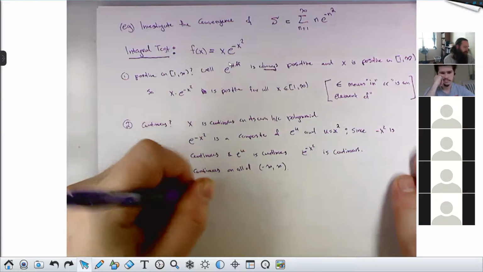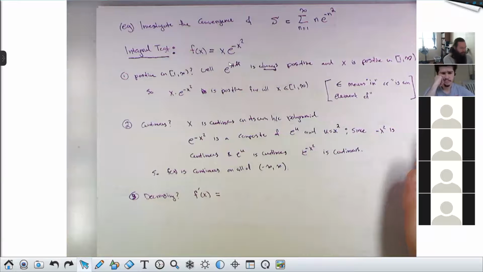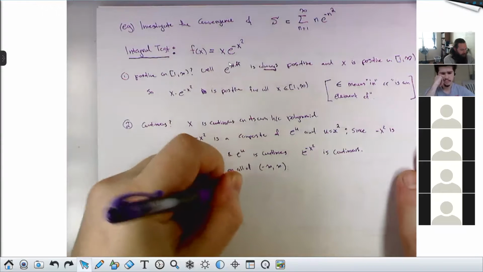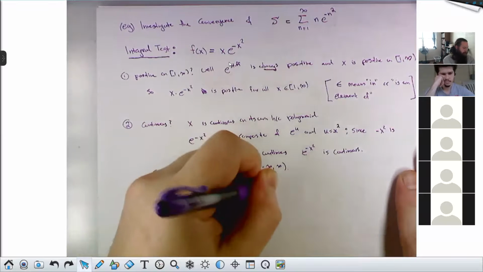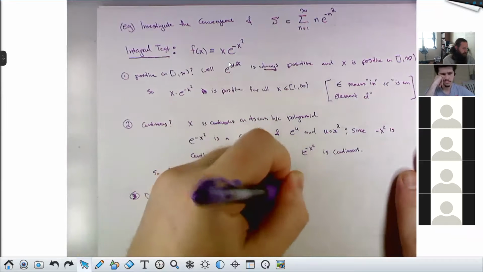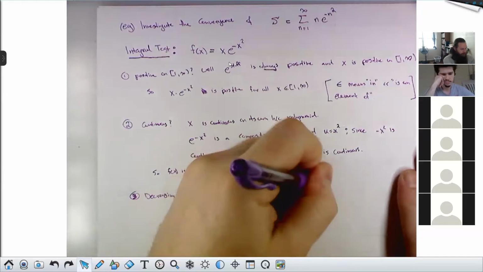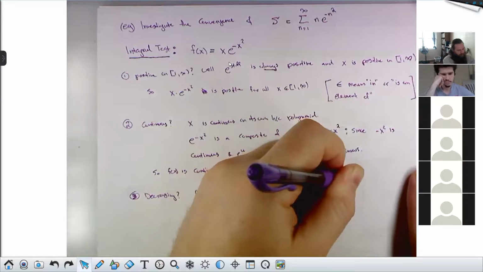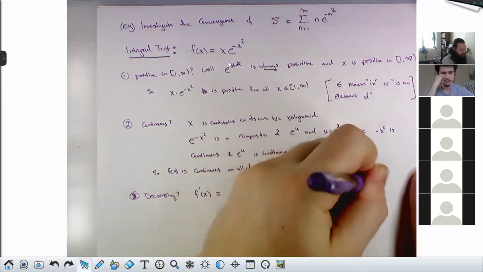F prime of x is a product rule derivative. Hope you remember your product rule. Differentiate the first guy, leave the second guy alone. That gives me 1 times e to the negative x squared, plus leave the first guy alone, differentiate the second guy. That'll be e to the negative x squared times negative 2x by the chain rule. And if you factor out an e to the negative x squared, what's left here is 1 minus 2x squared.